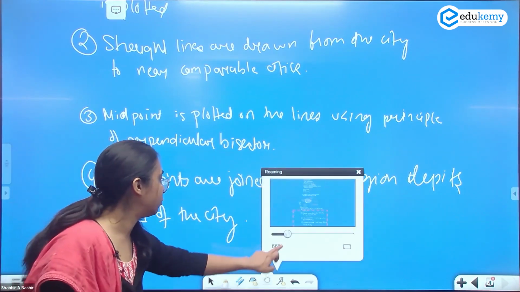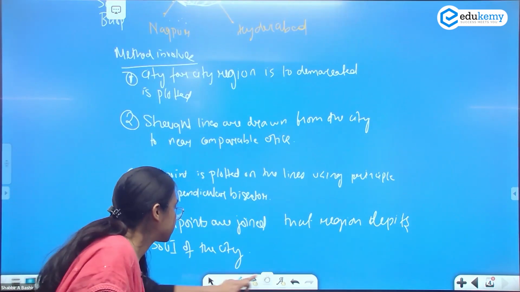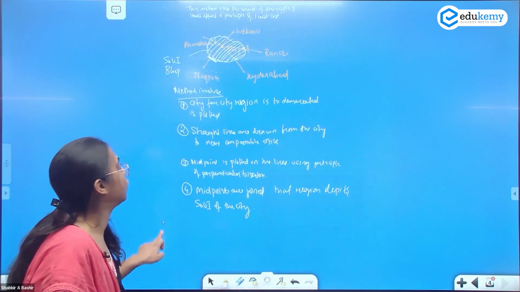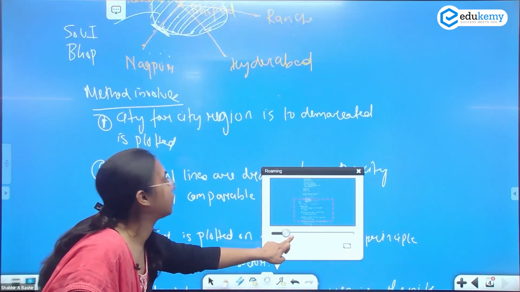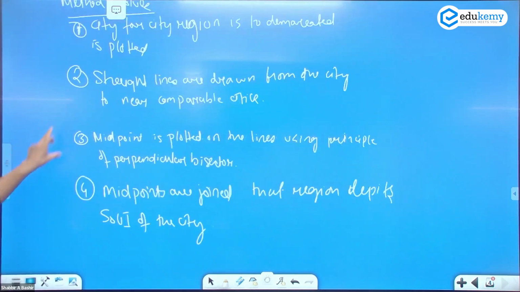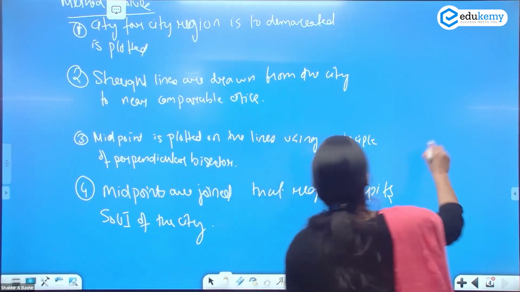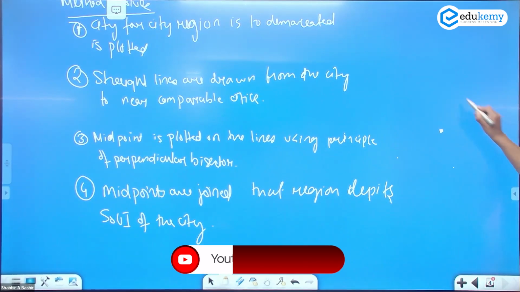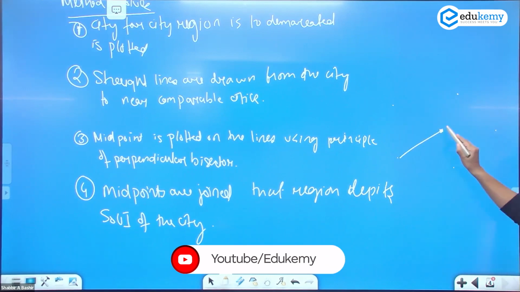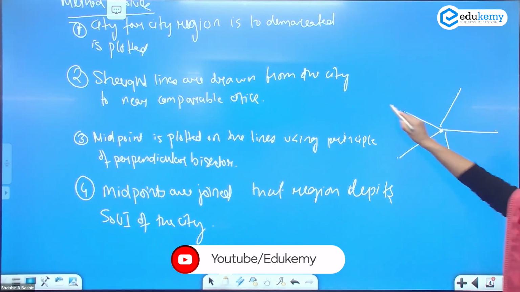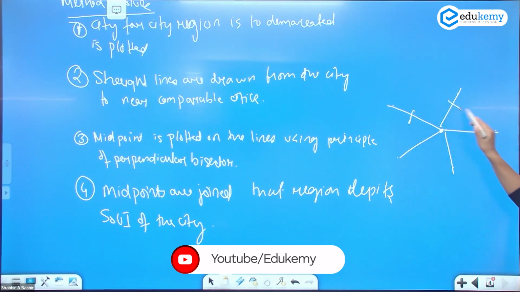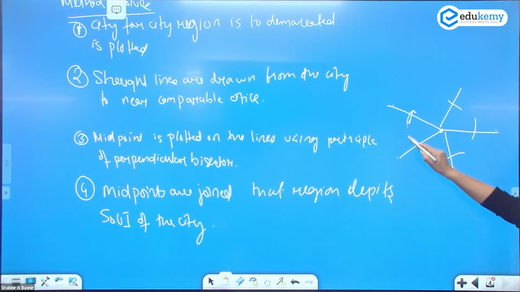एक मेन सिटी को डिमार्केट करेंगे, प्लॉट करेंगे, उसके साथ नियरली हायरार्किकल सिटीज को प्लॉट करेंगे. द प्रिंसिपल ऑफ द परपेंडिकुलर बाइसेक्टर वुड बी यूज्ड. दिस इज द मेन सिटी. आई एम ड्रॉइंग simultaneously other cities of comparable hierarchy. I am joining them by a line. I am plotting the midpoints and then I join the midpoints.